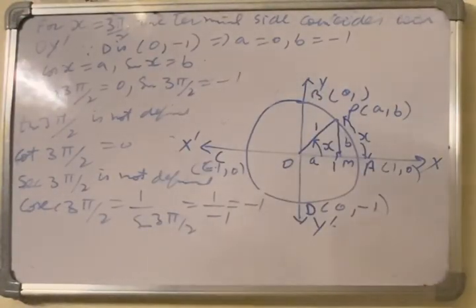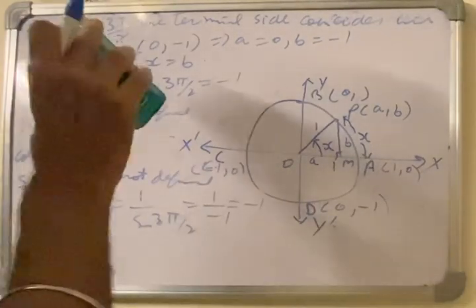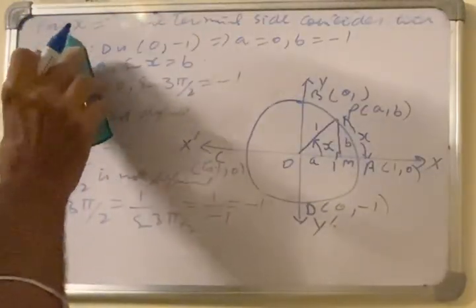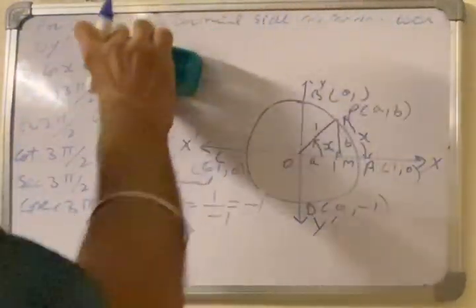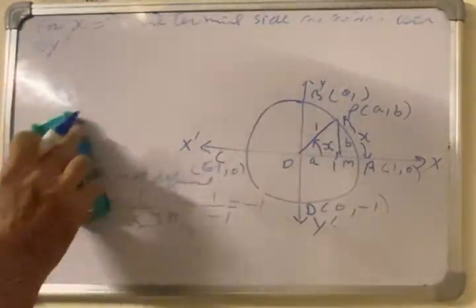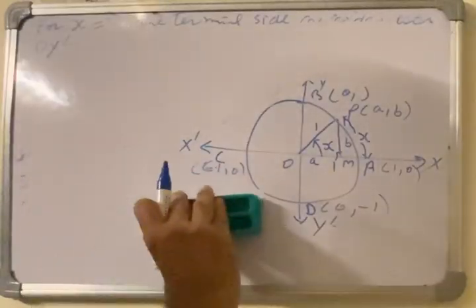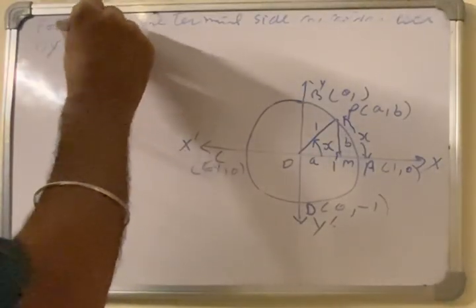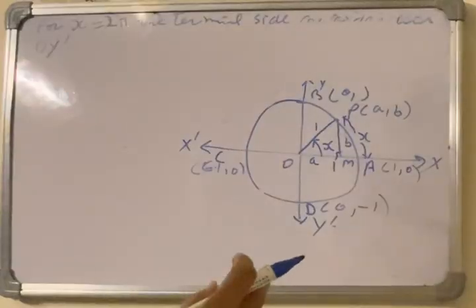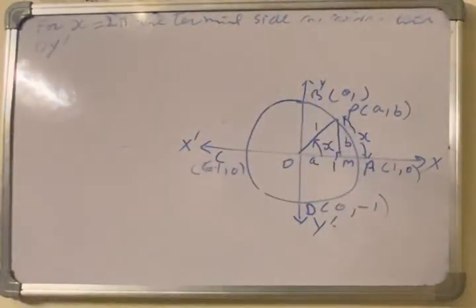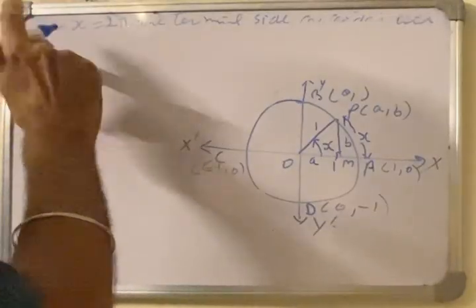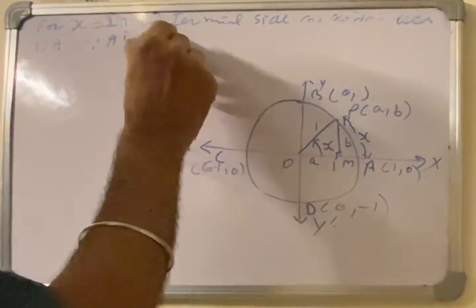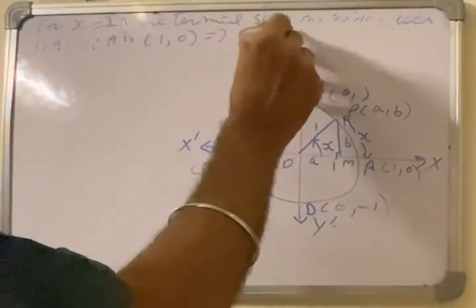Then the last of all we take when x is 2 pi. Here the terminal side, because it completes one revolution, coincides with OA. Since A is (1, 0), therefore a is 1, b is 0.